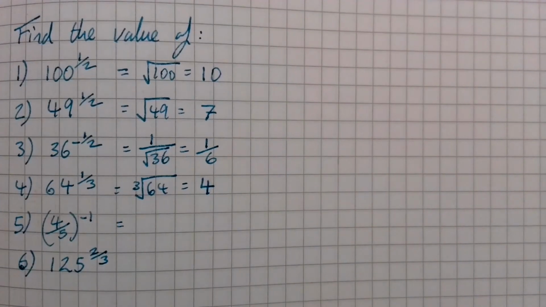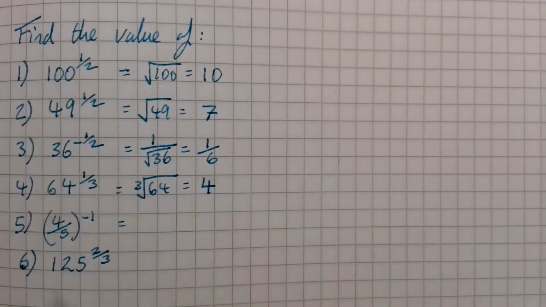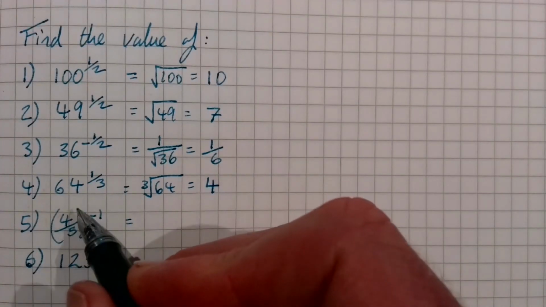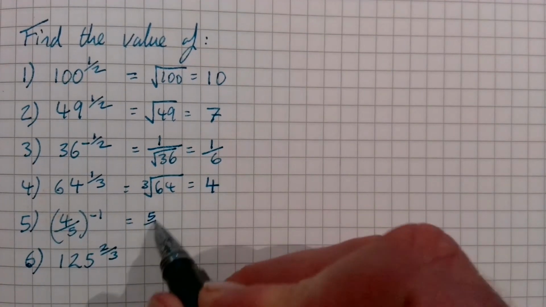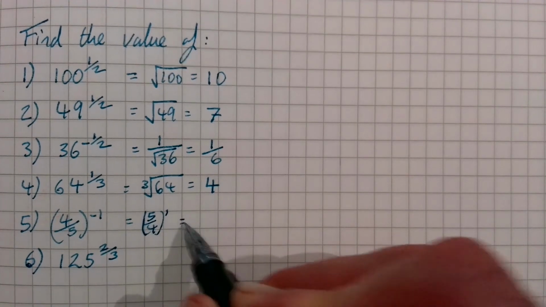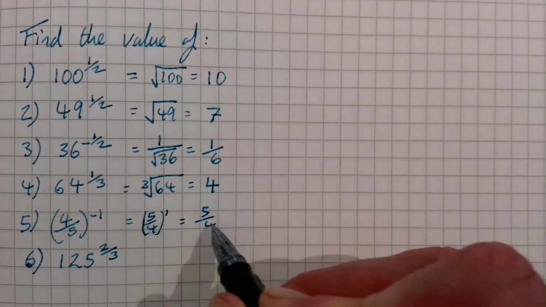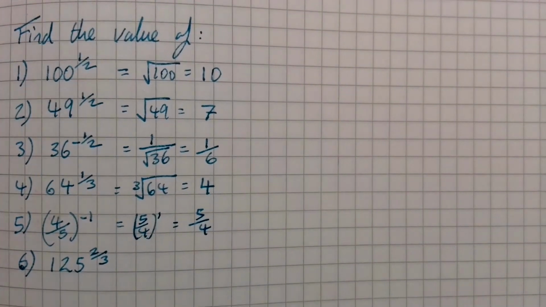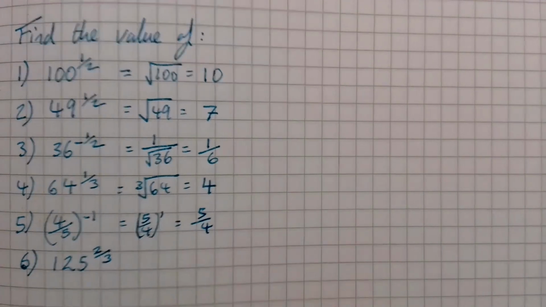Now, when it's to the negative 1, you turn it upside down. It's called the reciprocal, actually, whenever you turn a fraction upside down. So this becomes 5 over 4, all to the power of 1, which means 5 to the power 1 and 4 to the power 1. So it is just 5 quarters, or 1 1/4, but you don't have to put it into a mixed number. They don't expect to see that.